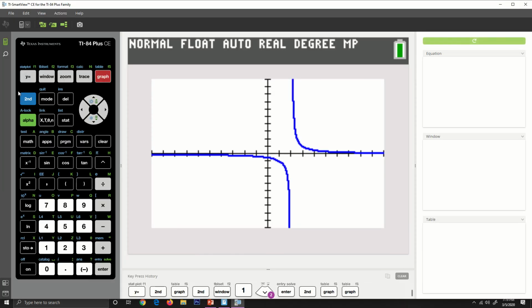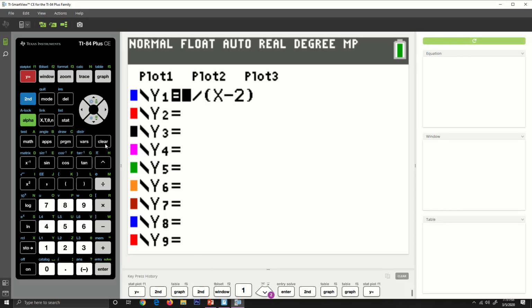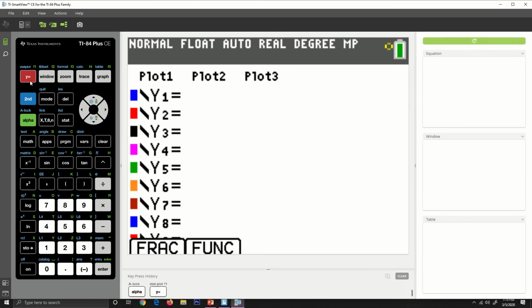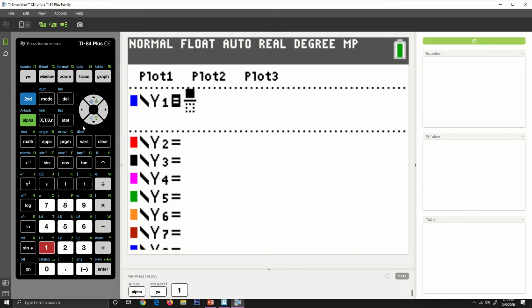Well, if I go to my graphing calculator again, hit my y equals, we clear this out. We're going to go with an actual fraction so we can see it. And we'll go, we had x plus 2 over x plus 2 times x minus 2. Oops, I got cosine. I don't want cosine in there.